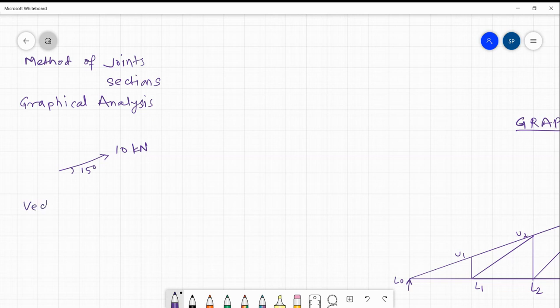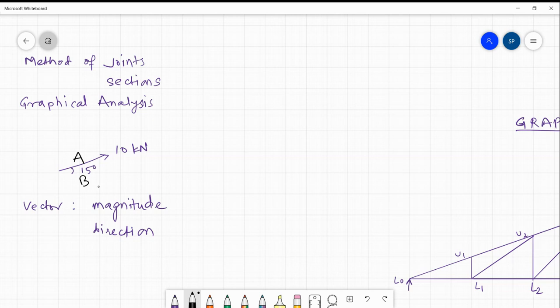Being a vector quantity, force requires both magnitude as well as direction for its complete definition. Magnitude is 10 kilonewton, direction it's making 15 degrees. One more thing you require in case of graphical analysis is Bow's notation. These letters A and B are Bow's notations for this particular force. Bow's notations are to be introduced on either side of the force to completely define that particular force.